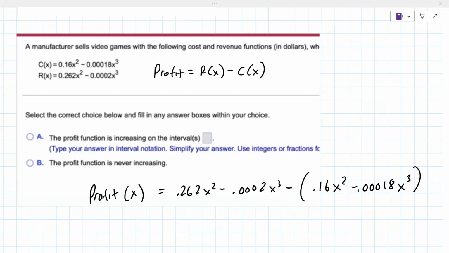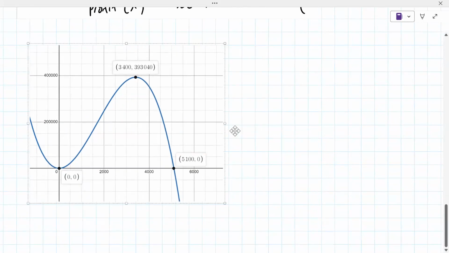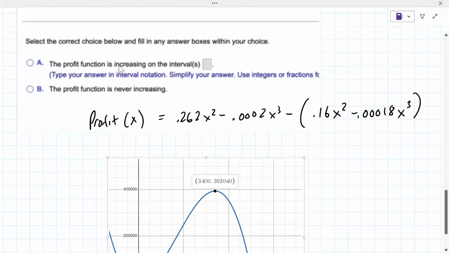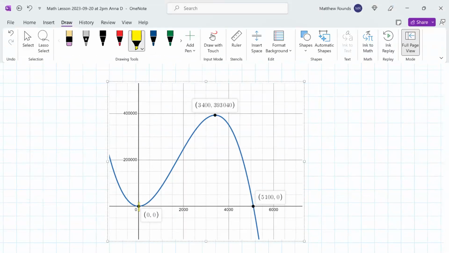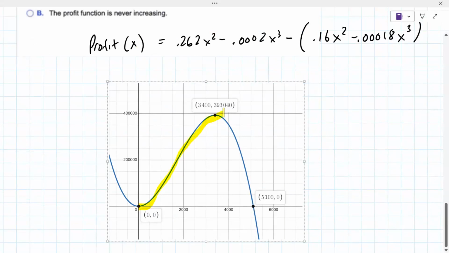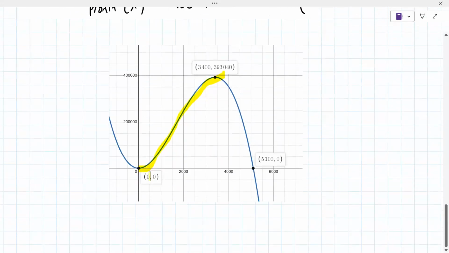All right, let me get some important points snipped in. All right, so this is the graph of that function. What we're looking for is where the profit is increasing. So it's increasing when it's going up and to the right. The place where it's increasing is here, and we want the x values. So the x values, it starts at 0 and it goes to 3,400.